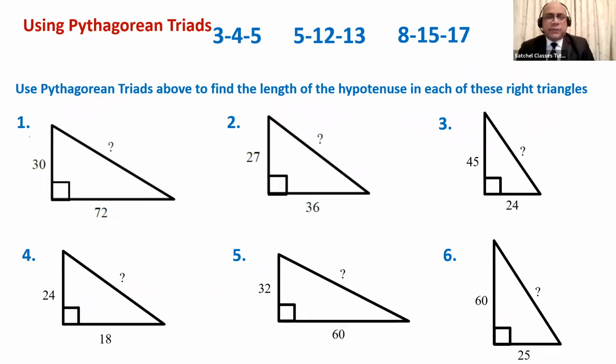So here are 6 more triangles. In each of these triangles, the hypotenuse is missing. Can you use the basic triads which are given on top to find out the missing hypotenuse in each of these triangles? You can pause the video at this moment if you want and give it a thought.